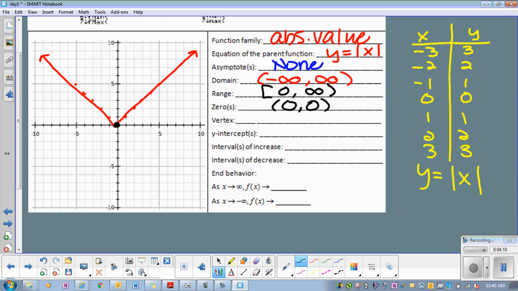Isaiah, write the step down. What is the vertex? 0, 0, right?